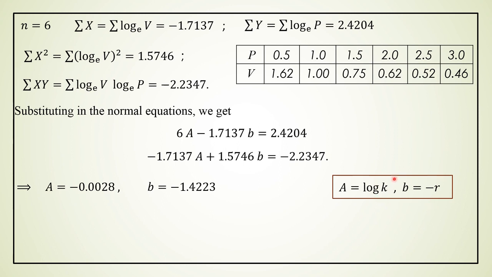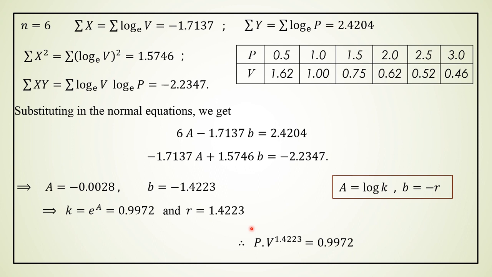So I can write K is equal to e to the power A, which is equal to 0.9972, and R is equal to 1.4223. Therefore, the best fit for the given set of observations is P into V to the power 1.4223 is equal to 0.9972.